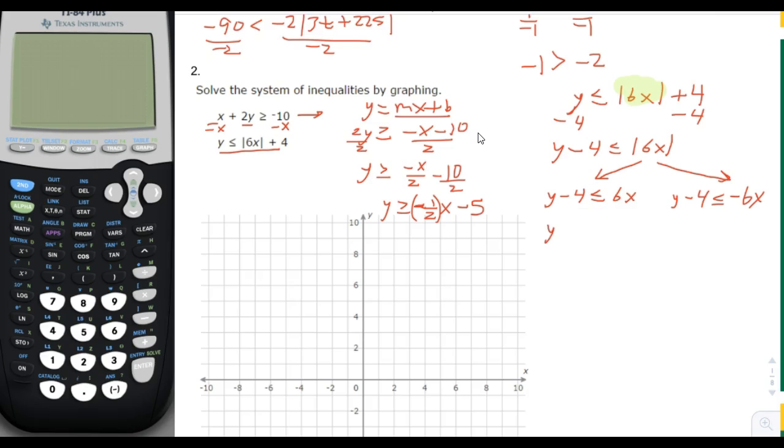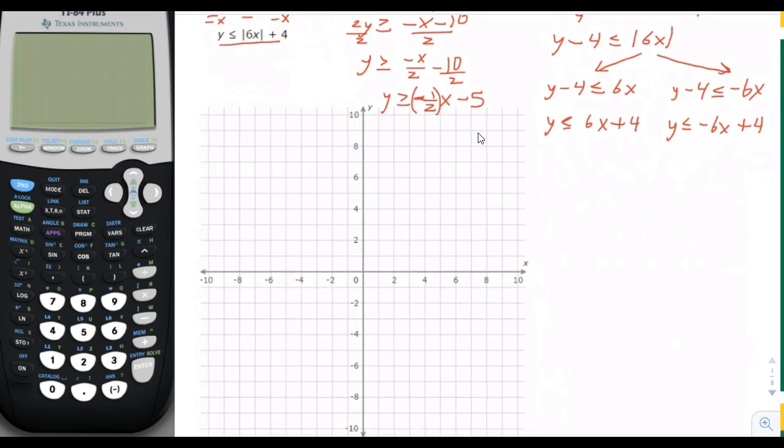So now I'm going to put the 4 back on the right side. So I'm going to have y is less than or equal to 6x plus 4. And this other one, I'm going to have y is less than or equal to negative 6x plus 4. So I just moved the 4 back to the other side. Now I have these two equations, which I'm going to graph. So I got this equation, this equation, and this equation. I'm going to graph them all on the grid here.